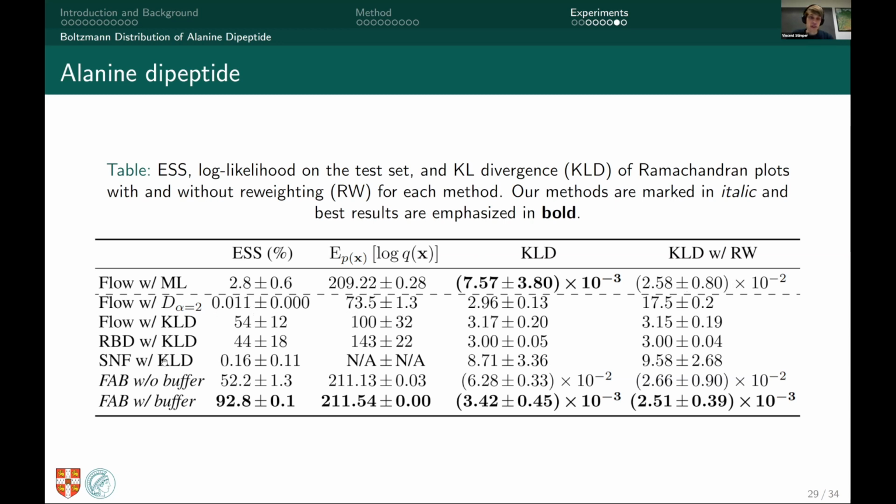Yeah, then of course we have a bunch of other methods. We have the training using the α-divergence, which produces terrible results. As I said, since the variance is so high, it's basically not learning anything at all. We train the flow using the KL divergence, a bunch of different methods. This recentrally-based distribution, stochastic normalizing flow, it's all trained using the KL, just different flow architectures.